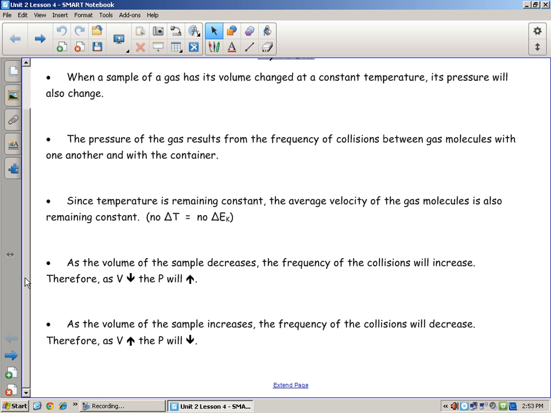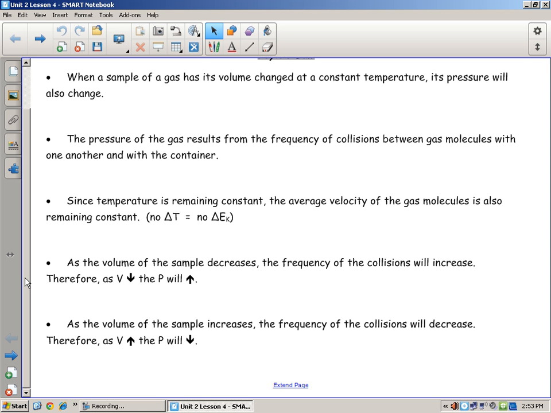When a sample of gas has its volume changed at a constant temperature, so the temperature is not changing, we're just changing the volume, its pressure also needs to change accordingly. Okay? As the pressure of gas results from the frequency of collision between gas molecules with one another in the container. So remember, pressure is measured based on the collisions of gases between molecules and between the sides of the container, right? When we don't change the temperature, we're not changing the speed of the molecules, right? We're not giving them any energy.